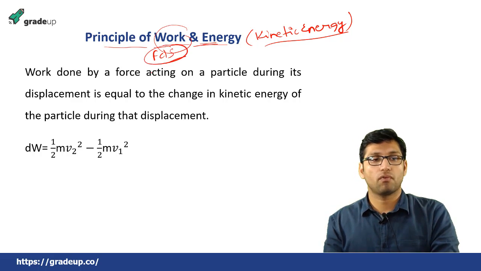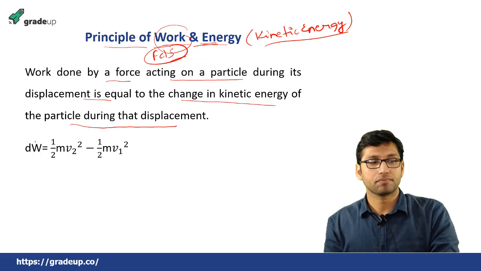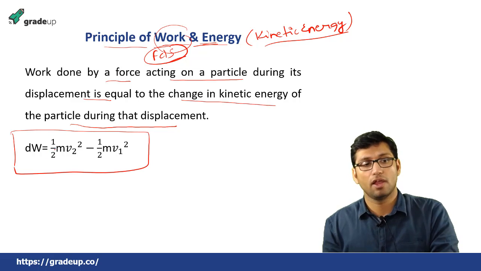Okay, so the principle of work and energy says that work done by a force acting on a particle during its displacement is equal to the change in the kinetic energy of the particle during that displacement. So this is called the principle of work and energy. And from this principle, you can find the displacement, velocity and acceleration.